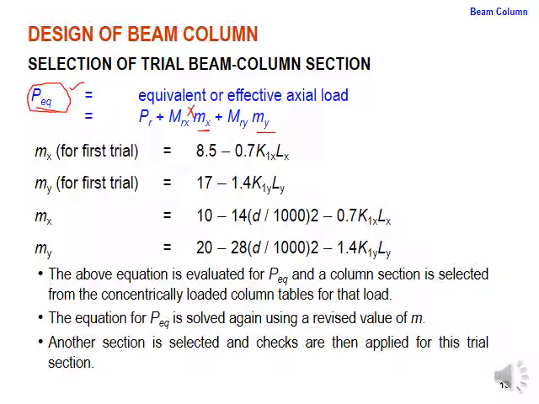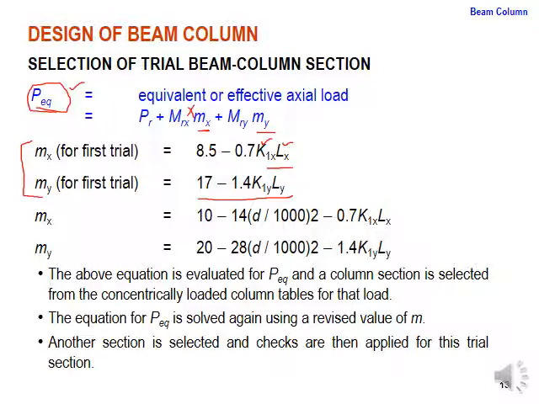For the very first trial, the equations to get mx and my are 8.5 minus 0.7 k1x lx for mx, and 17 minus 1.4 k1y into ly for my. So you can see only the lengths of the member and the effective length factors are the information required to use these equations for the first trial. These are not going to include the member sizes, so it is very easy and convenient to use these equations for the first trial.